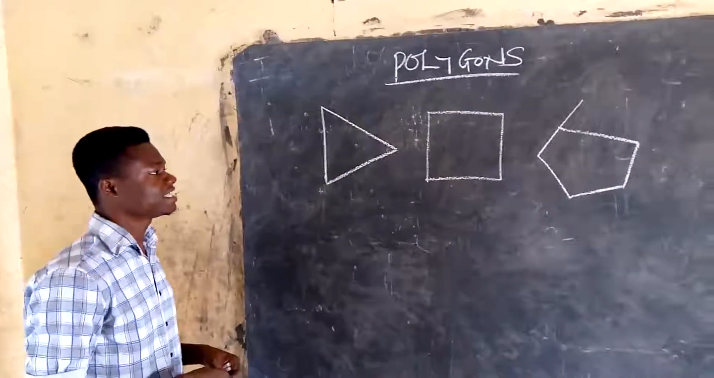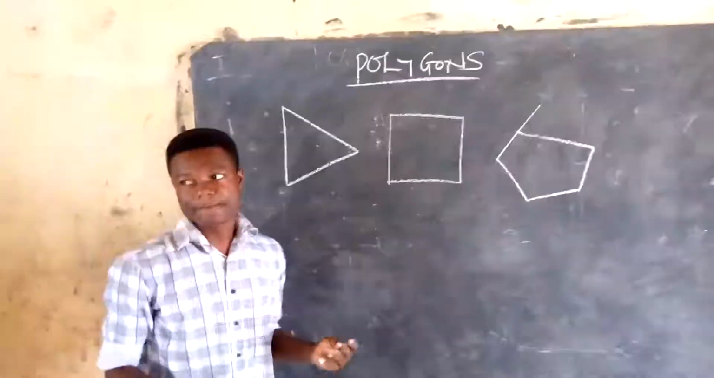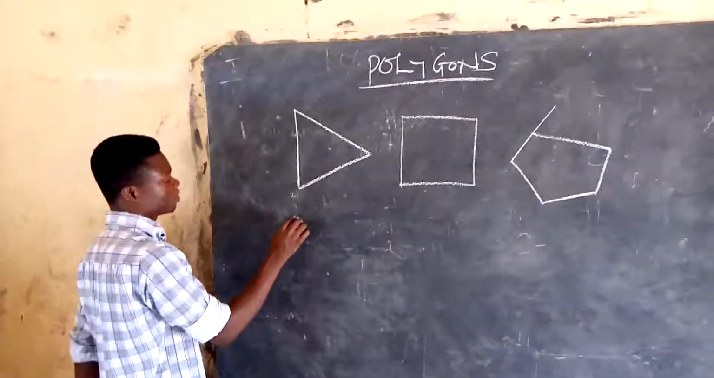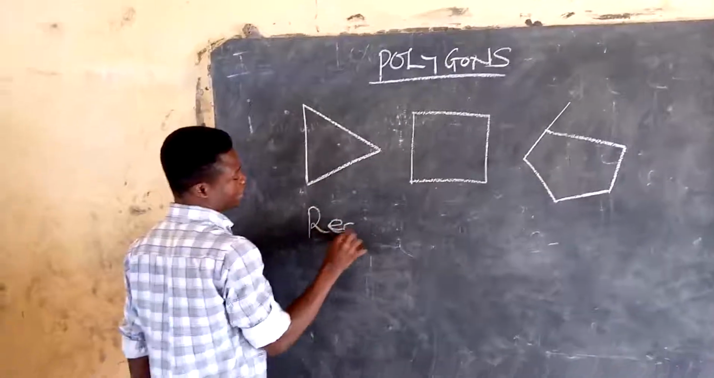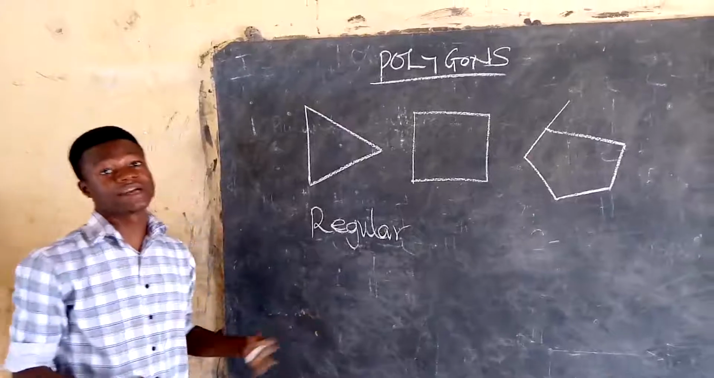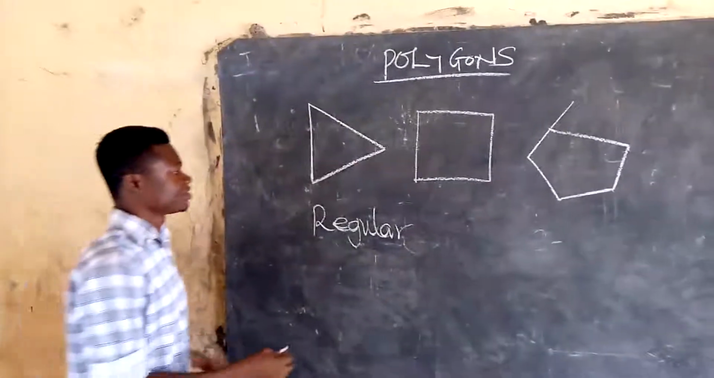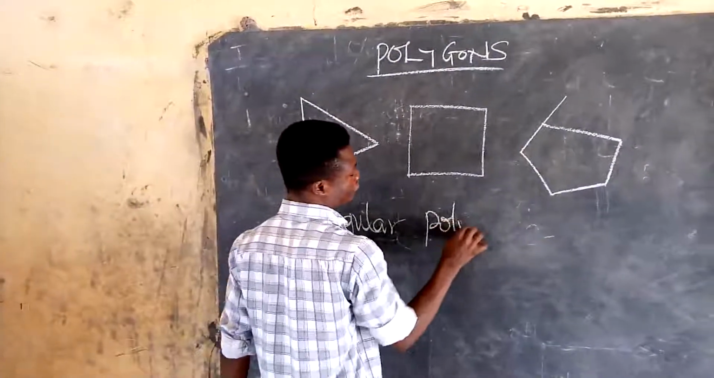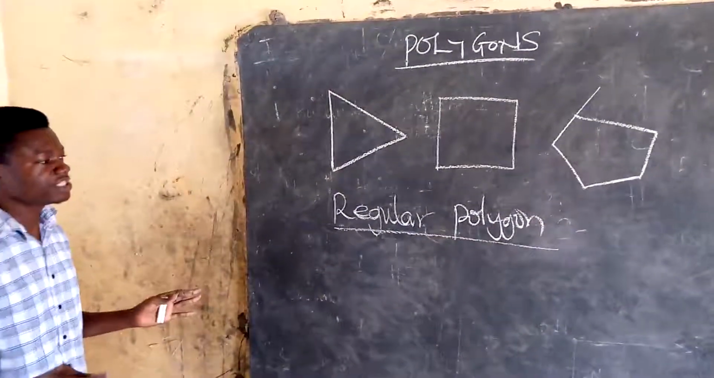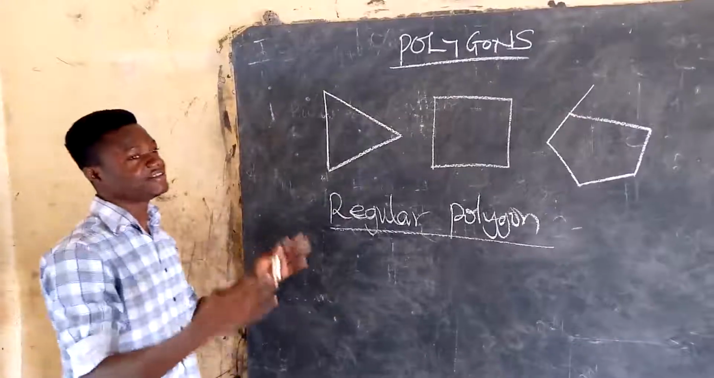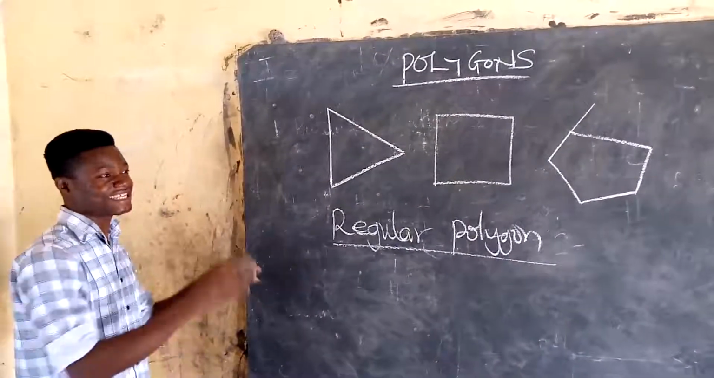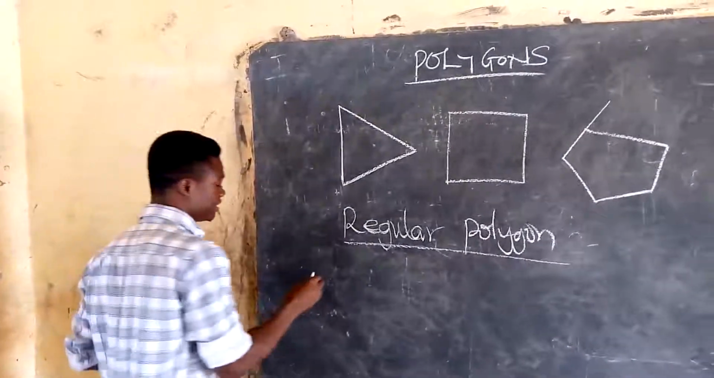And one thing that you should also know about polygons, which we want to talk about today, is the regular polygon. When I talk about regular polygons, it means there are some polygons called irregular polygons. Regular polygons are the type of polygons in which the interior angles are the same. They have the same interior angles and the sides are also the same.